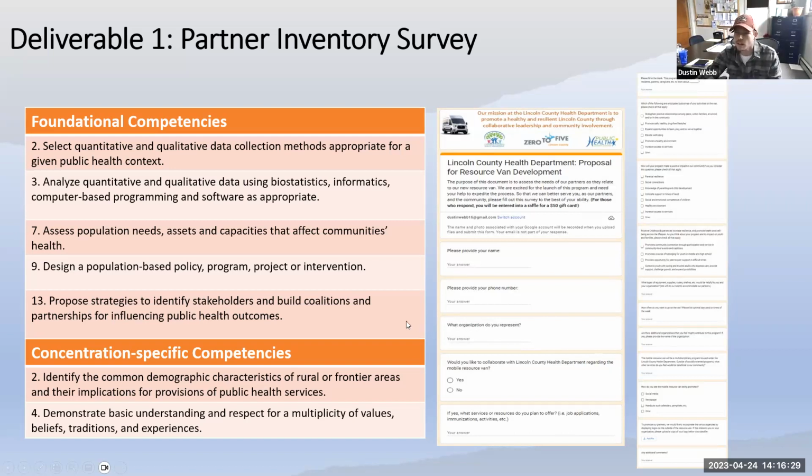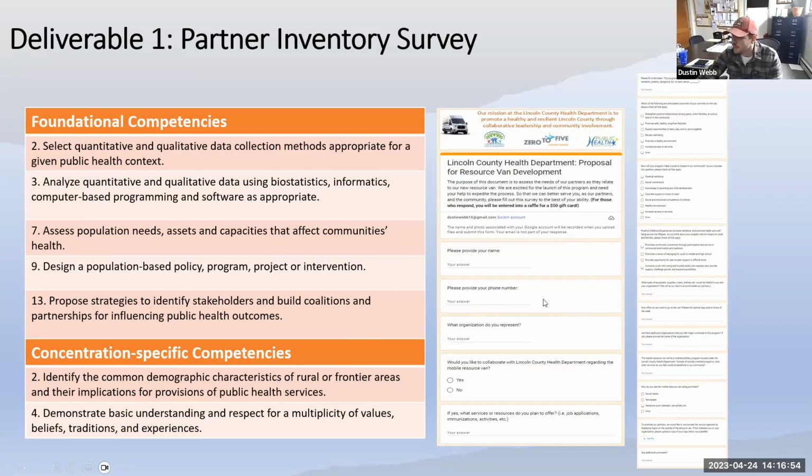This survey will be used in the planning process and the scheduling process. We've already begun sending out schedules for events throughout the summer for the mobile resource van. In total, I think we've gotten 20 responses so far. This survey will remain live as well, so it will continue to circulate, collecting information from the various partners, which we will then use in the future.